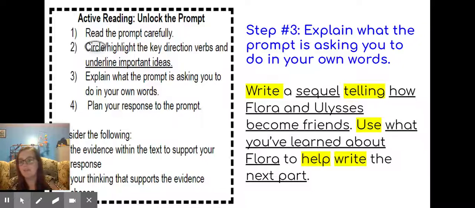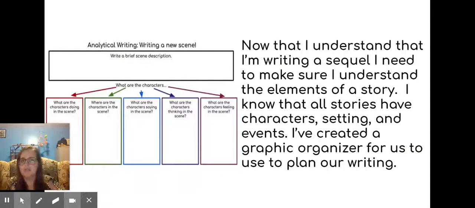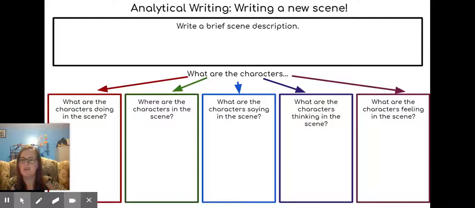And now step number 4 is to plan your response to the prompt. So now that I understand I'm writing a sequel, I need to make sure I understand the elements of a story. I know that all stories have characters, setting, and events. I've created a graphic organizer for us to use to plan our writing. And so this is a graphic organizer you guys are going to have access to. And this is our graphic organizer.